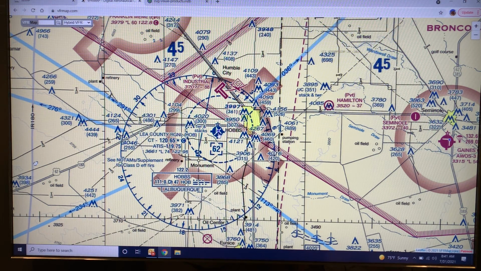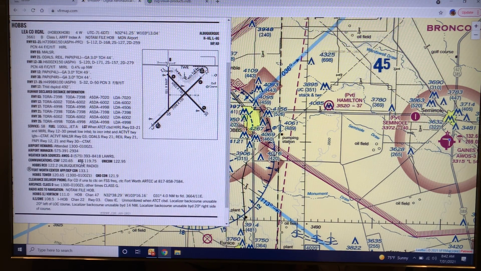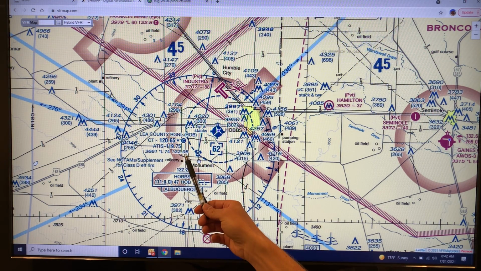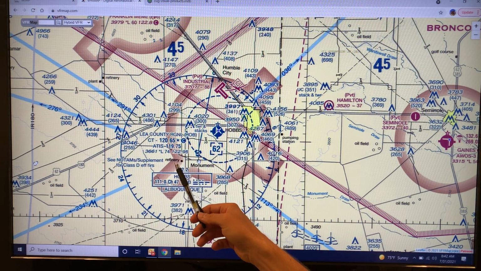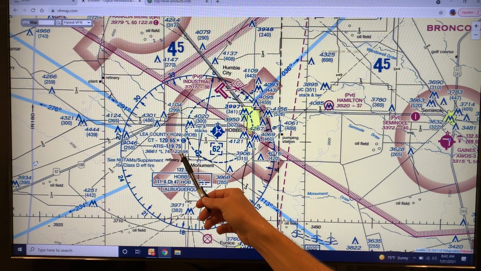We can find out if we go to the chart supplement, and you go down to communications. 122.95 is Unicom. So that's like a private frequency, in other words, the airport. I don't really know the designation on this, but I think this is the Unicom frequency.